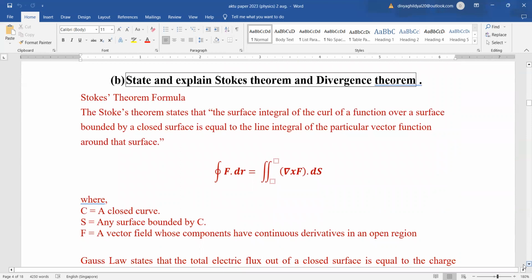Now, state and explain Stokes' theorem and divergence theorem. You can also do it if you know these two theorems from mathematics. Anyways, they are very simple theorems.